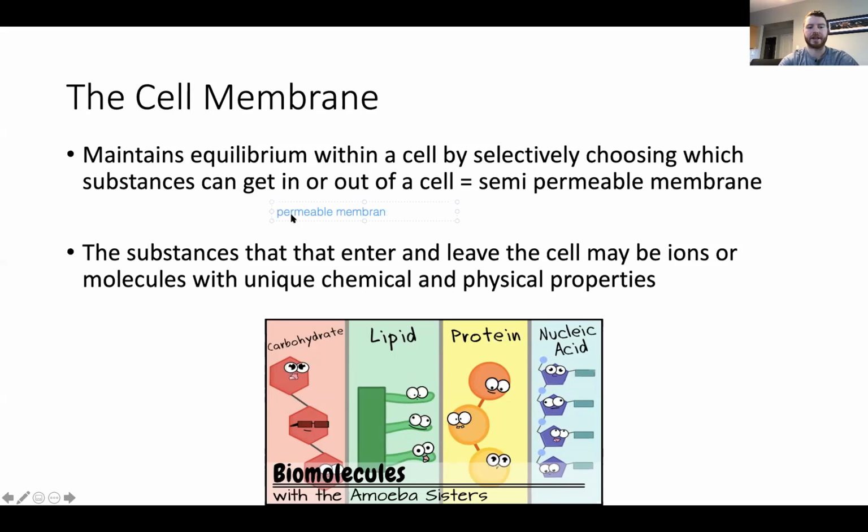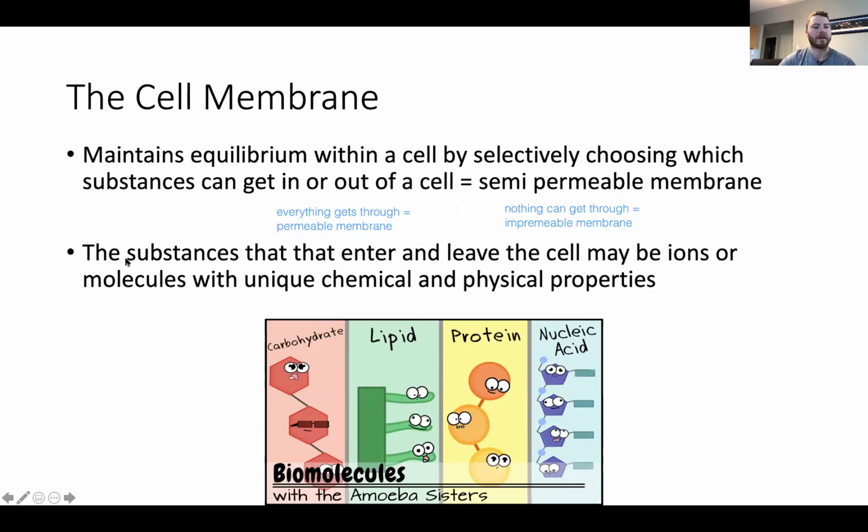So if everything can get through, we call it a permeable membrane. And then if nothing can get through, we call it an impermeable membrane.